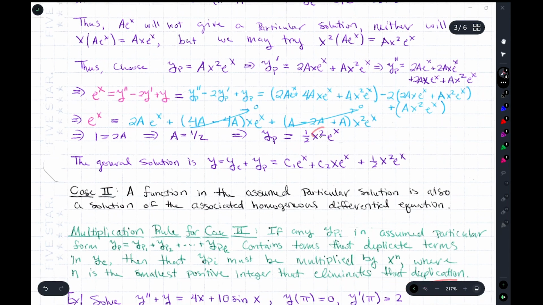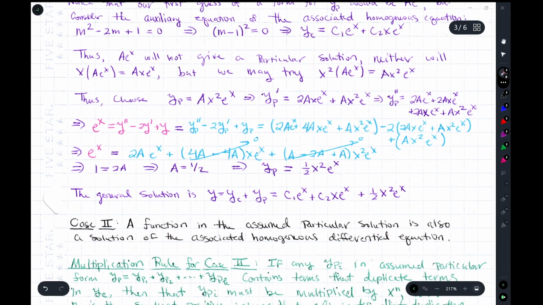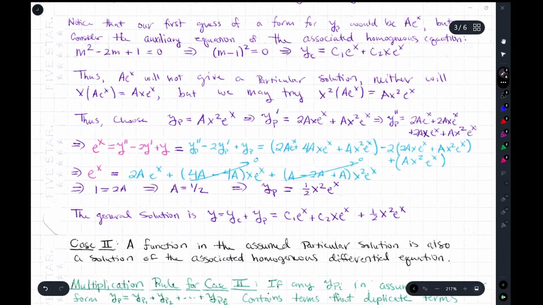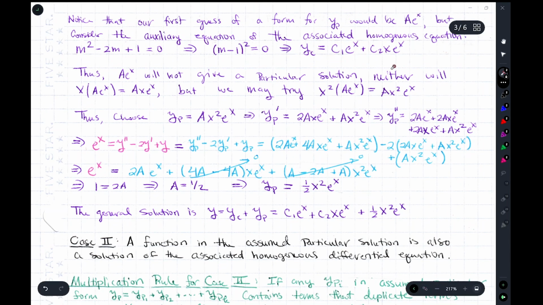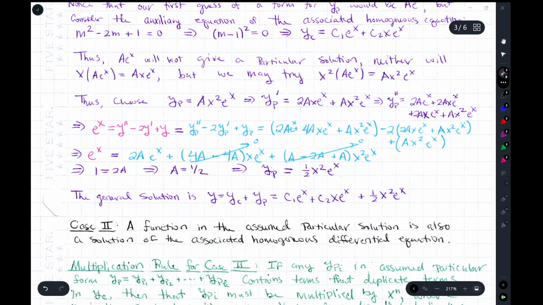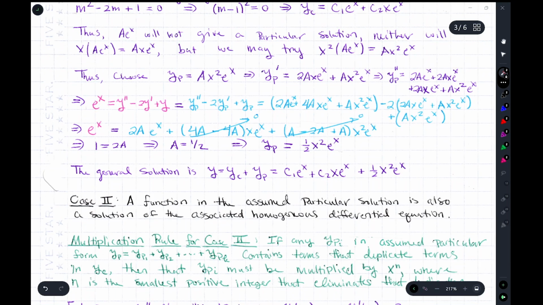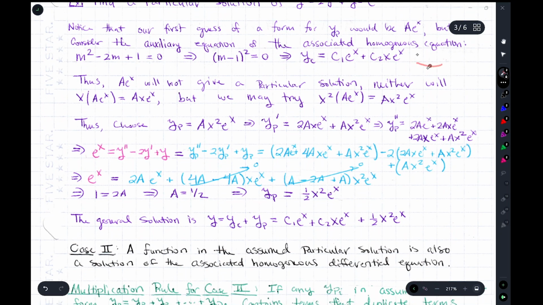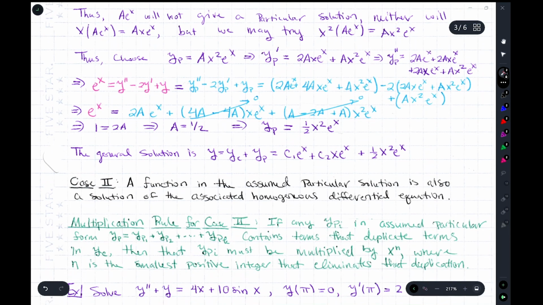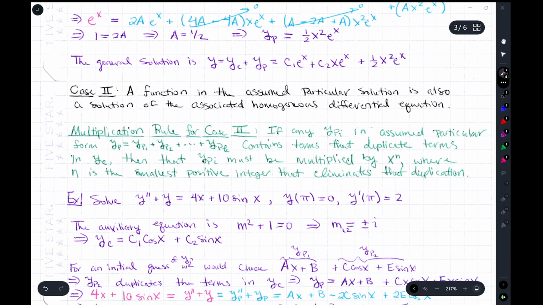Here n was equal to 2 because that eliminated the duplication. When n equaled 0, well, that ran into a problem with this term. And then when n equals 1, it ran into a problem with this term, but n equals 2 worked, okay? So n is the smallest positive integer that eliminates that duplication. We don't have an x squared e to the x here. If we had an x squared e to the x, we would have to go to x to the 4th and so on.